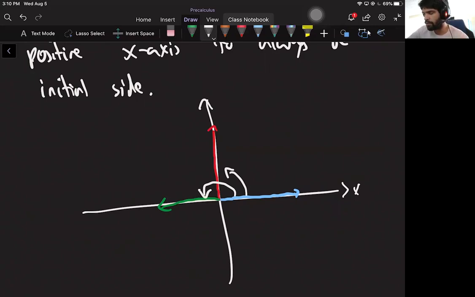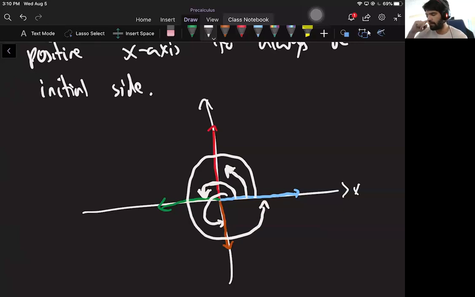So if I say a 45-degree angle, or I say a 90-degree angle, I don't mean a different 90-degree angle. I always mean this one. And if I say 180, I always mean this one. And I'm running out of colors. If I say 270, I always mean this one. And if I say 360, I mean that one.